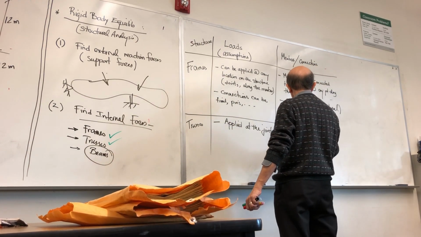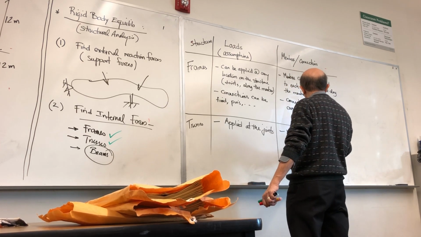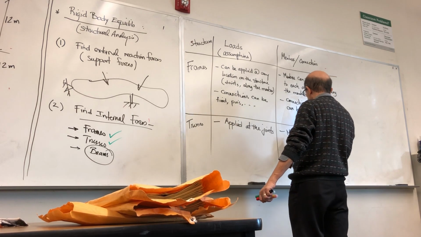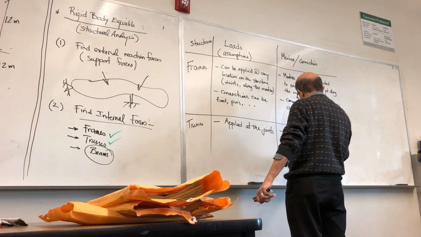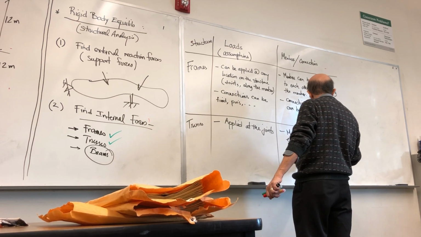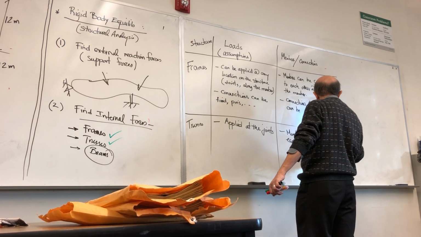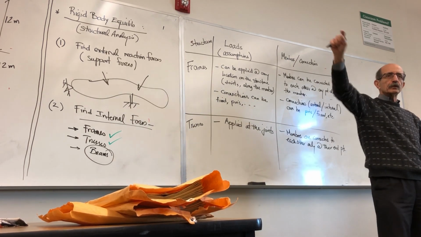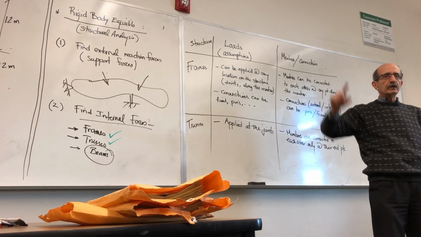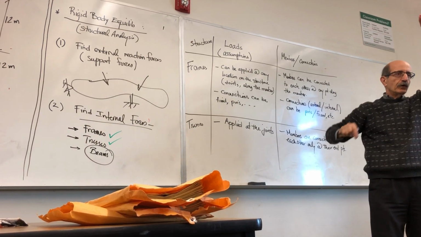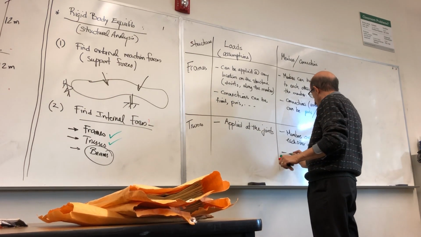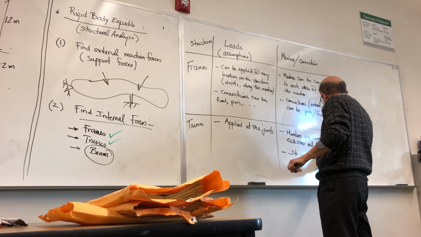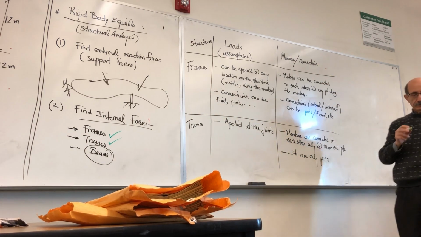Members are connected to each other only at their endpoints. You cannot connect a member to another member in the middle of the member. They can only be connected at the tip of the member, okay? Joints are only pins or rollers, right?